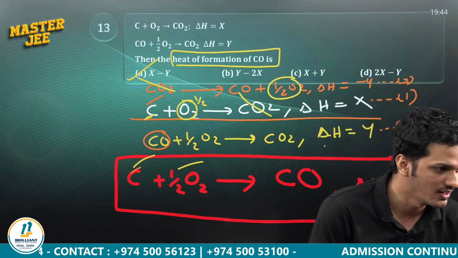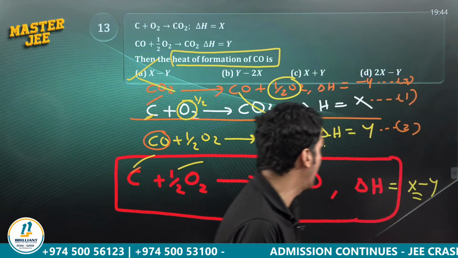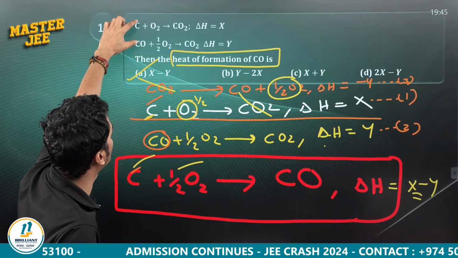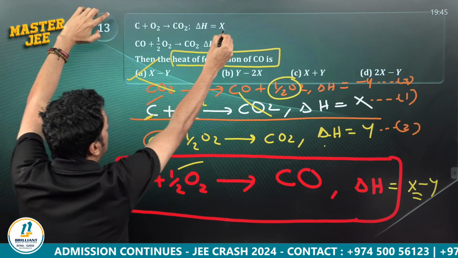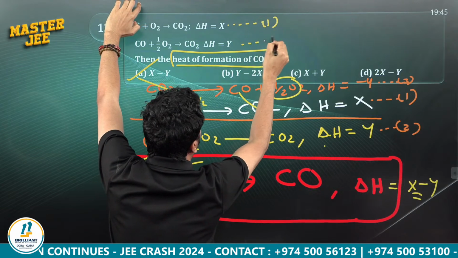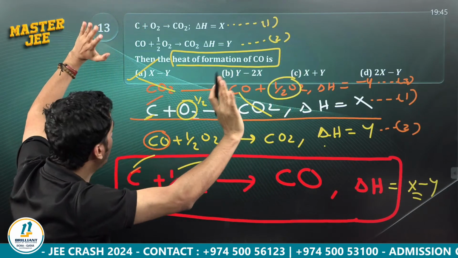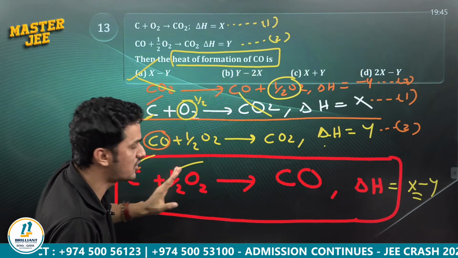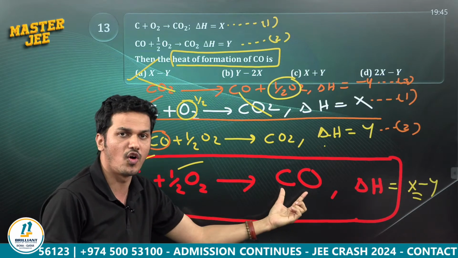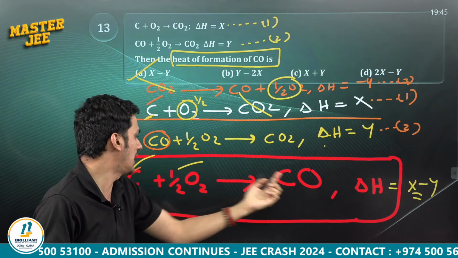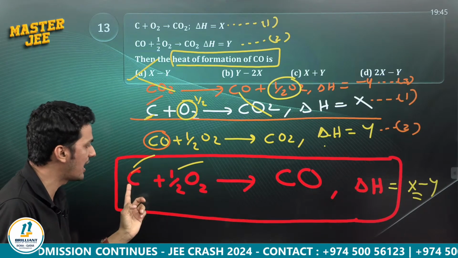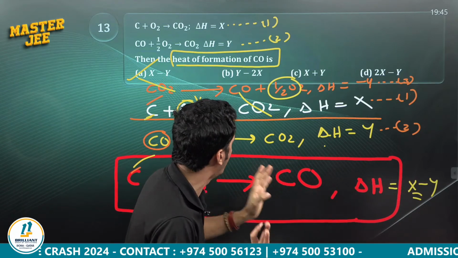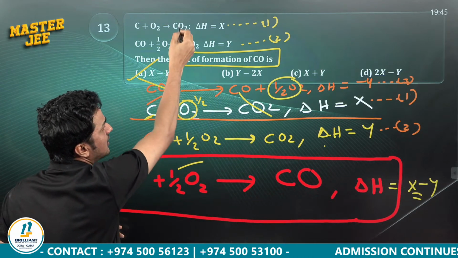Are you ready, guys? Sir, can you explain again? So listen, I will explain one more time. No problem at all. They have given two equations. This one I am taking as 1, and this one as 2. Then they are asking you to find the heat of formation of CO. What is heat of formation of CO? CO should be formed from its own elements, carbon and oxygen. So I am writing that equation, carbon plus half O2. What is delta H? That only we have to find out from these two equations.